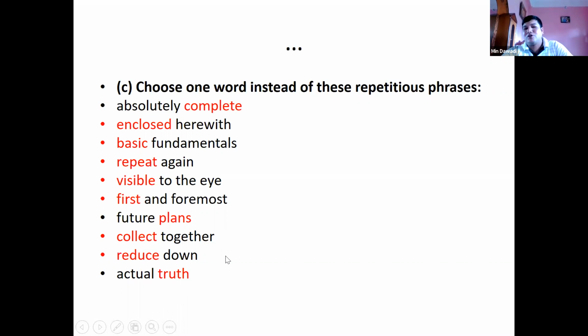Actual truth. It is actual truth. Truth itself means actual. What is the meaning of truth? Truth means actual. So no need to say it is actual truth. It is truth. It is just truth, like this.